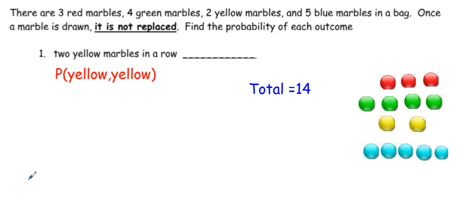There are 3 red marbles, 4 green marbles, 2 yellow marbles, and 5 blue marbles in a bag. Once a marble is drawn, it is not replaced. Find the probability of each outcome. So what's the probability of drawing a yellow marble, not putting it back, and then drawing a yellow marble? So the first question is, how many marbles do I have in the bag? I have 14 marbles in the bag. How many of them are yellow? 1, 2. 2 of them are yellow. So I have a 1 in 7 chance.